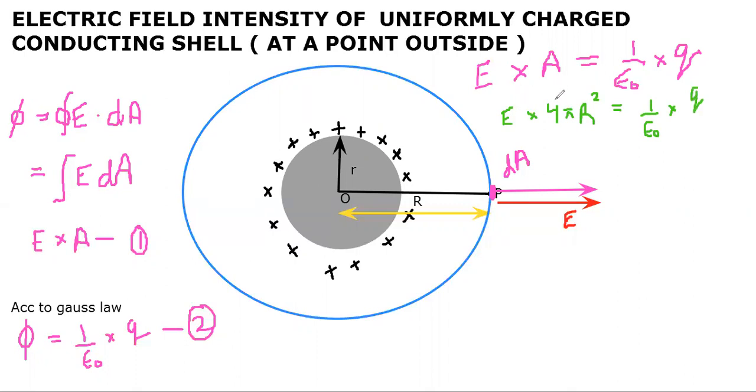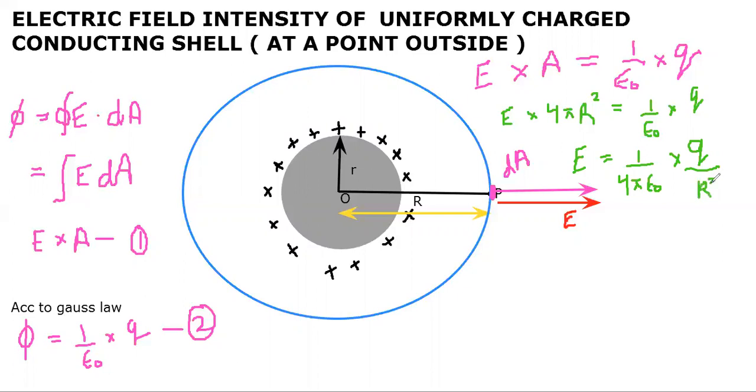What we have to find? We have to find E. So this 4 pi R square will go across by cross multiplication and you will get the formula of capital E, that is E is equal to 1 by 4 pi epsilon naught into Q by capital R square. Now this is the electric field at a point outside the shell.